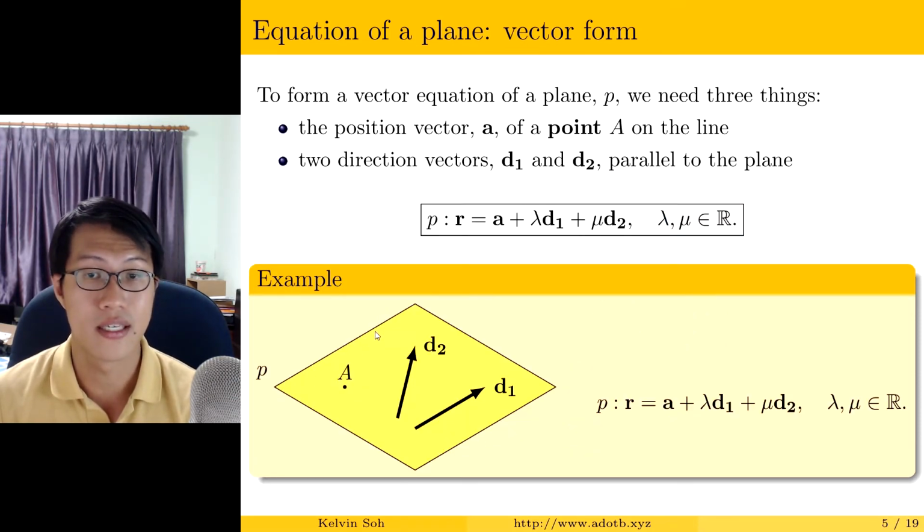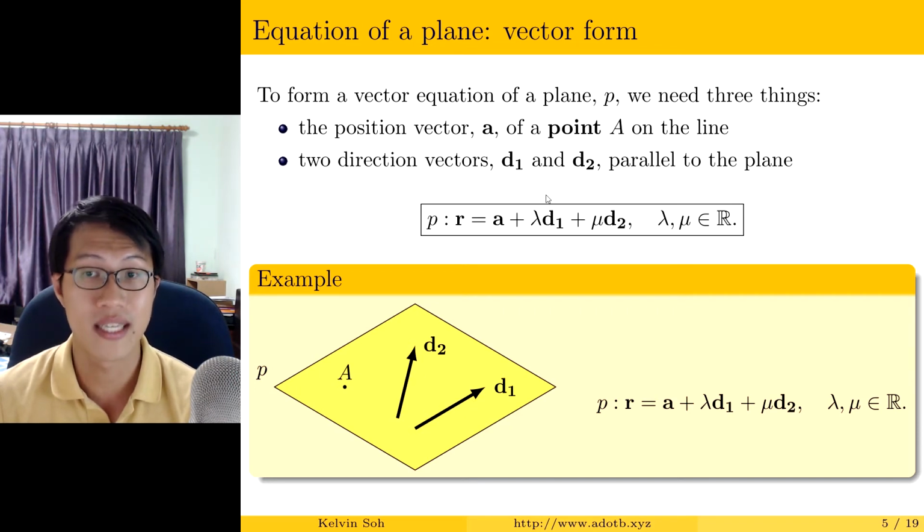A plane is an object, as seen over here, a two-dimensional object. To form a vector equation of a plane, we will need a position vector of a point on the plane, as well as two direction vectors. So it behaves very similarly to our vector form of a line. In the line, we need a point and one direction vector. In the plane, we need one more direction vector.